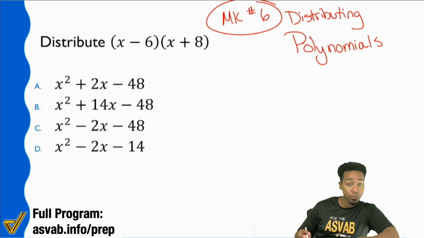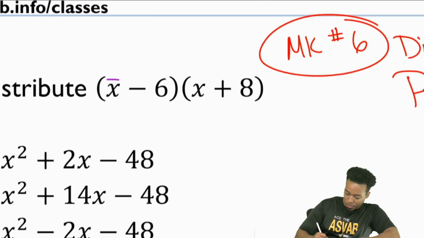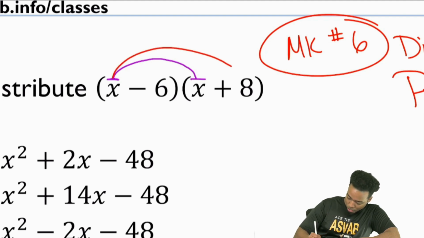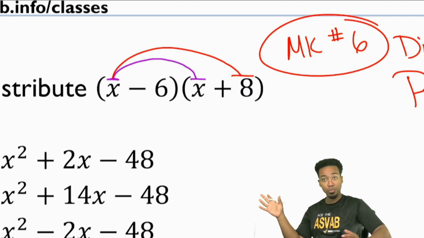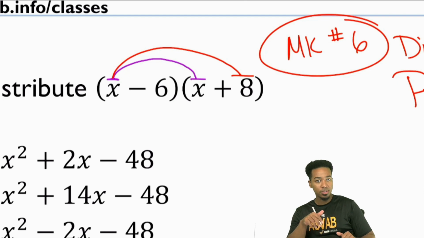So in this case, here's what that means. I'm going to build the connections using different colors. Basically, the x over here needs to multiply with this x over here, and it also needs to multiply with the 8 over here. That's all it means. So the x from this parentheses multiplies with everything from the other. You have an x and an 8 on the other side. So let's go ahead and show you what that looks like.